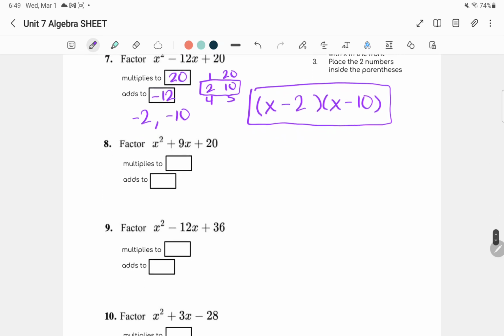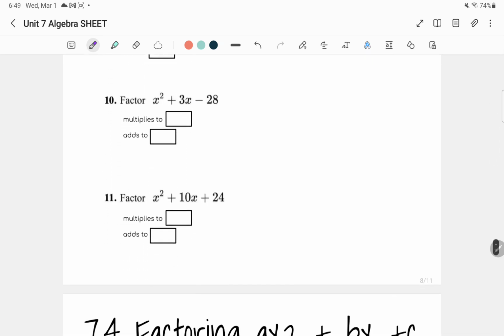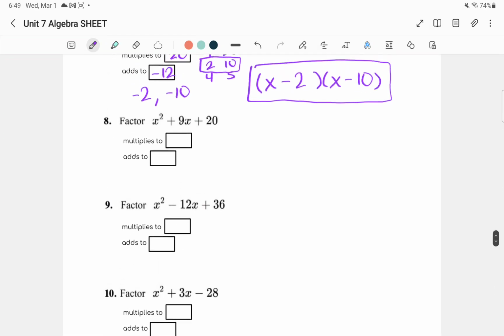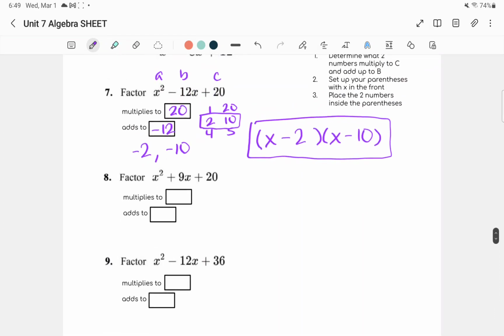So let's look at number 8. I'm just looking at how many there are. 10. So you're going to do 10 and 11. You're going to try those. I'm going to do 8 and 9.